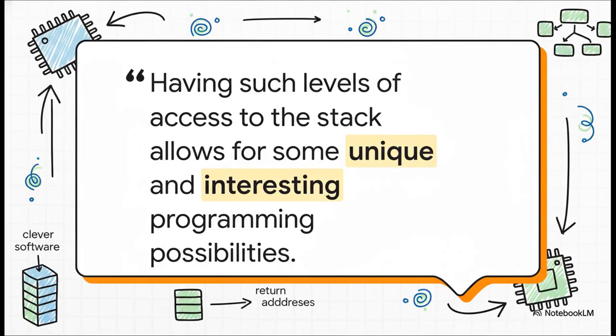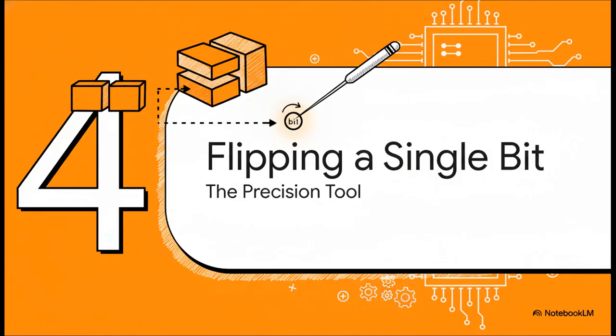And hey, don't just take my word for it. As Microchip, the company that makes these controllers, says, this direct access opens up some truly unique programming possibilities. You can actually manipulate the return addresses of your functions on the fly, which lets you create incredibly efficient and clever software, kind of like building a tiny operating system on a really simple chip. It's wild stuff.